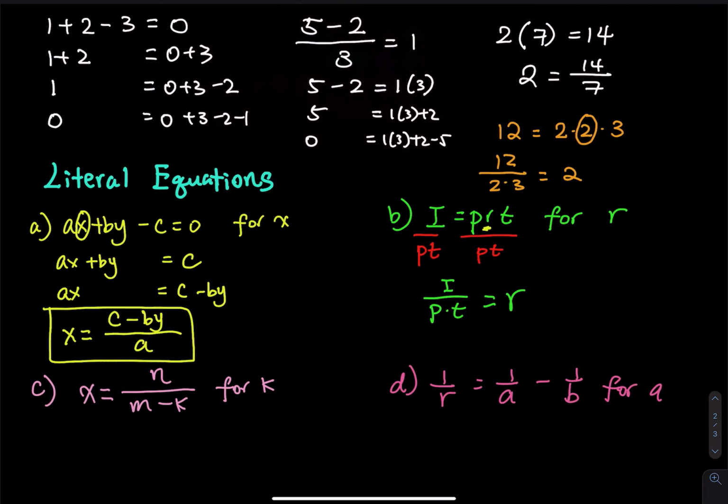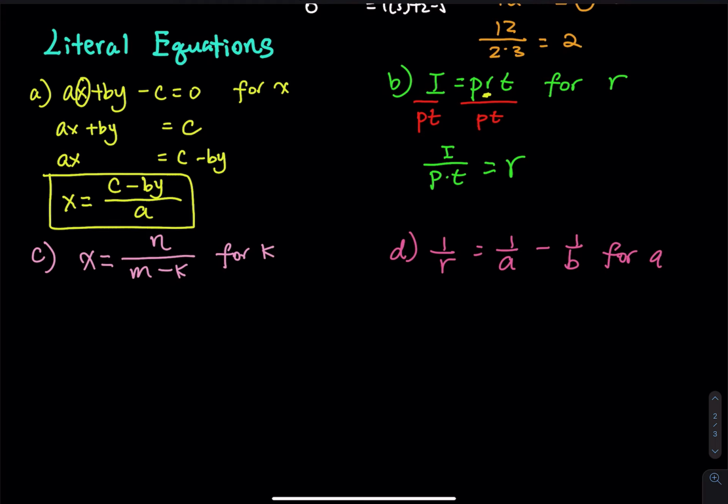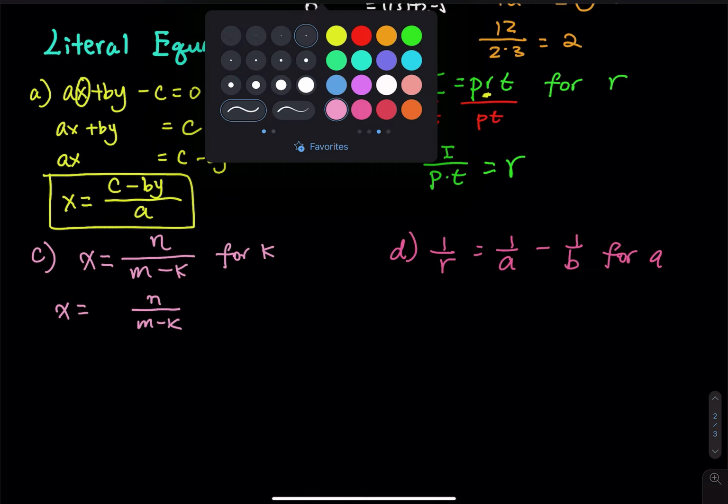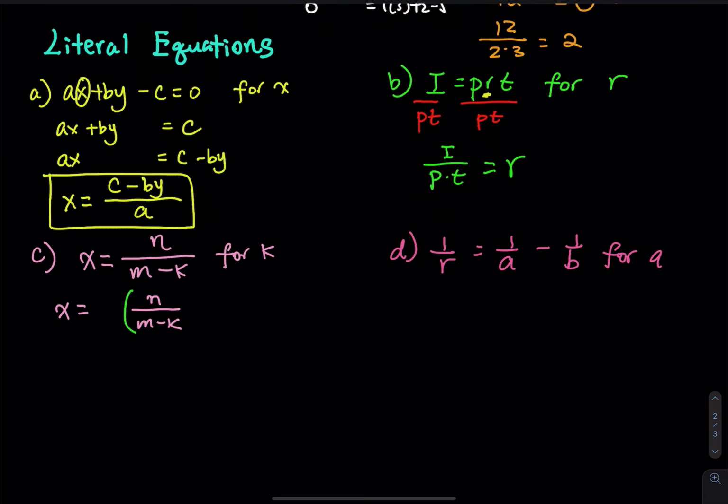Let's do it. So first of all, we would like to multiply both sides by the denominator. That means you have to multiply both sides by m minus k. So x equals n divided by m minus k. So you have to do this. So you multiply both sides by m minus k.